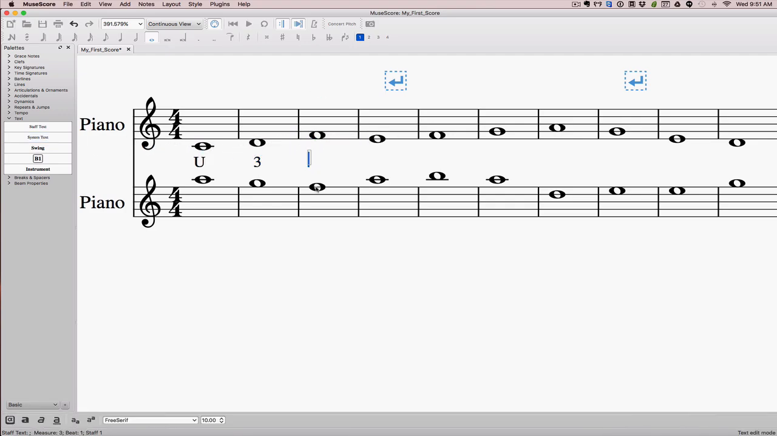Okay, so what do we have here? We have an A and an F. What is that interval? That's a sixth. So we're going to write a sixth there.